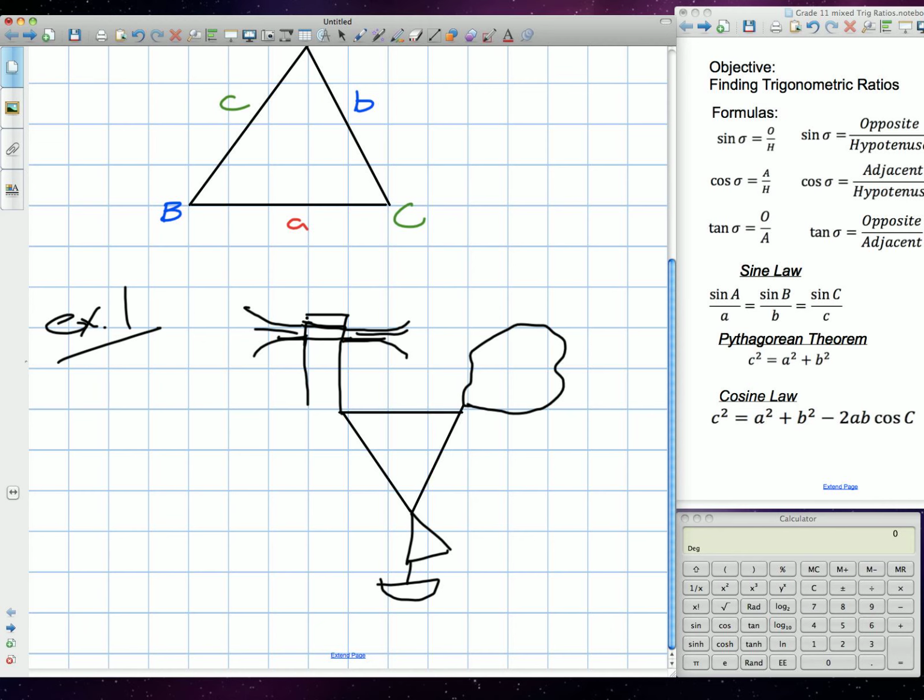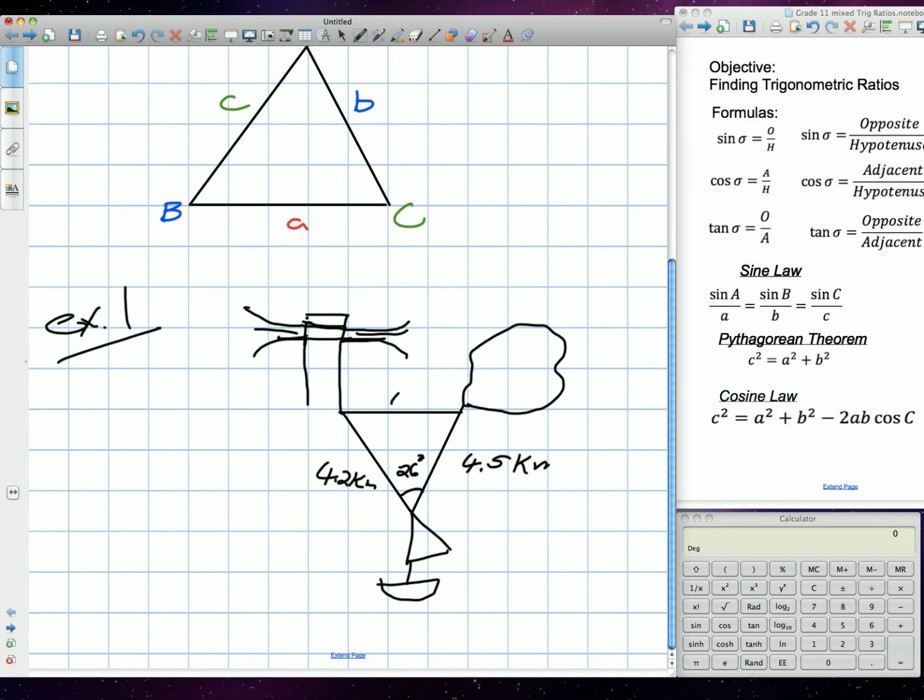It says that the angle from the lighthouse to the two objects is 26 degrees. It says that the distance to the lighthouse is 4.2 kilometers, and the distance to the rock is 4.5 kilometers. So we want to know how narrow this strait is. In other words, this is our, I guess you would call it our x. We're going to be solving for that side.